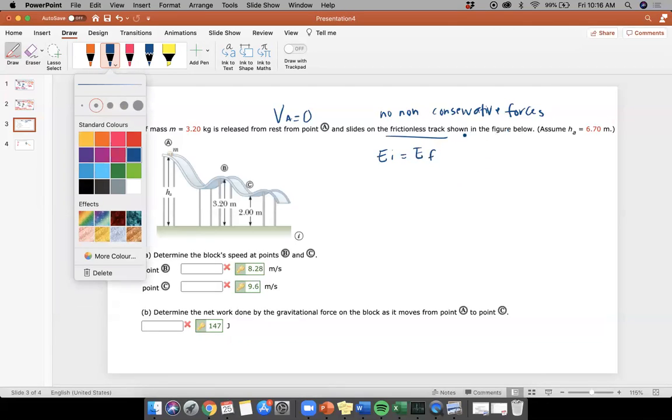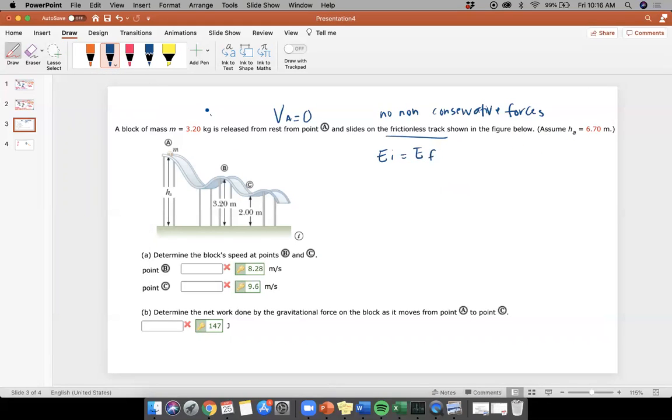Assume HA is 6.7, so this is 6.7 meters. Determine the block speed at points B and C. So it's asking you what is VB and what is VC.